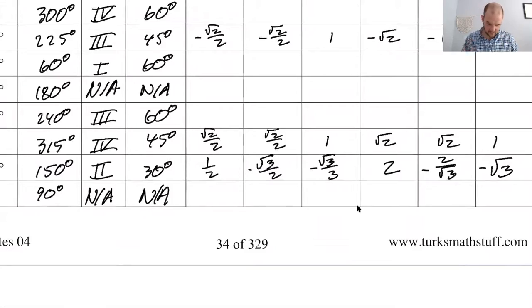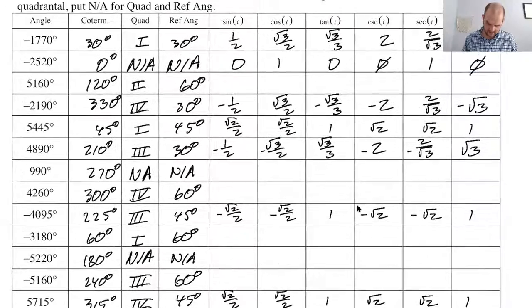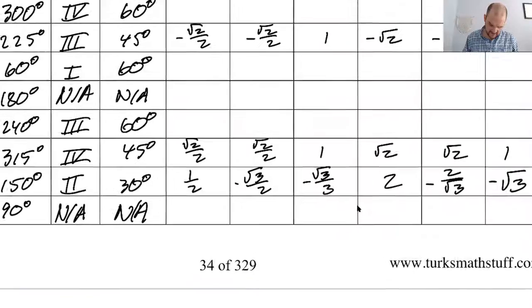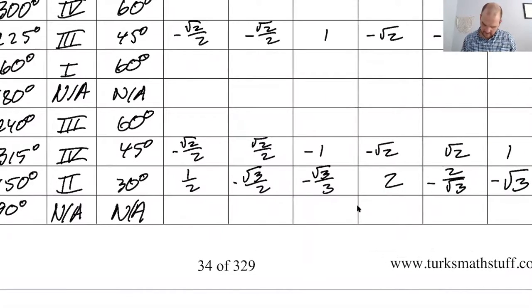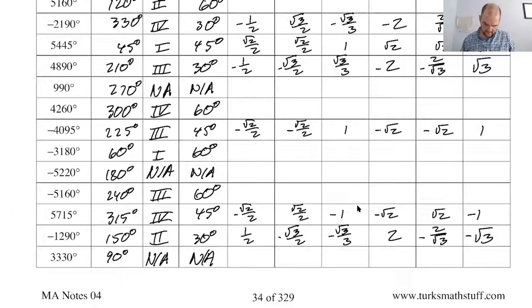So this is quadrant 4, which means cosine is positive. That is the second column. So cosine and secant. So negative, not negative, negative. Done. All right, so now what's next?